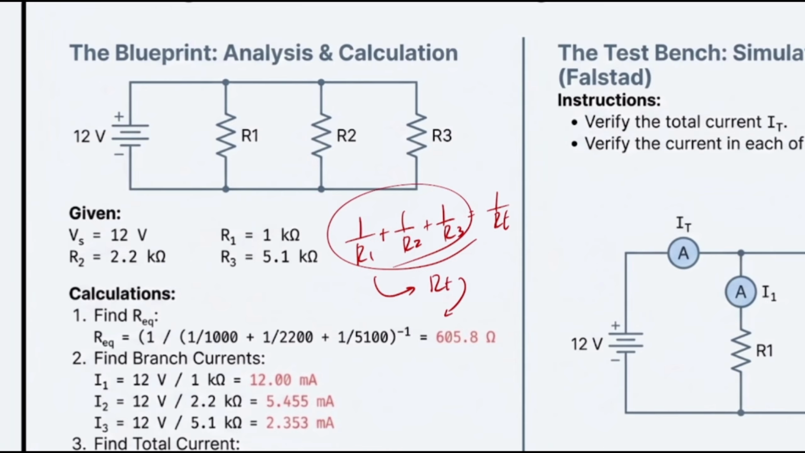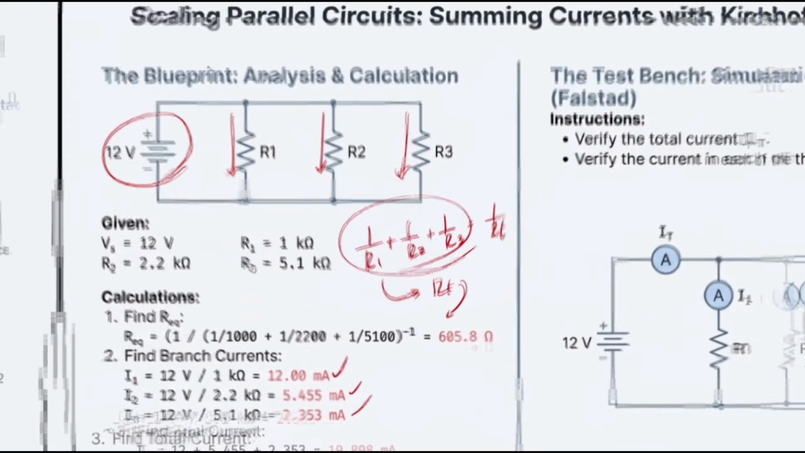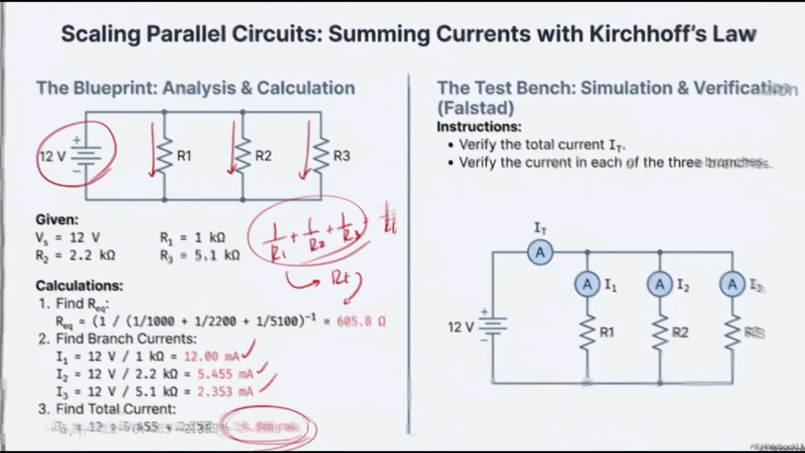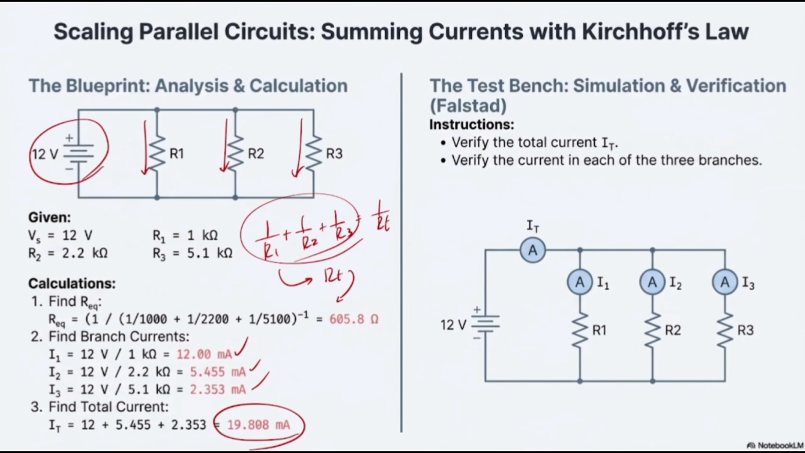Then the question asks for the current inside each branch. Again, simple. The voltage for all of them is going to be 12 because all of them are in parallel with our main source. So I1 is V divided by R1, I2 is V divided by R2, and I3 is V divided by R3. If you do that, you have your currents. If you would like to check that all of the answers are right, the only thing you can do is just add them all together, and you should still have the same current as the total current itself.